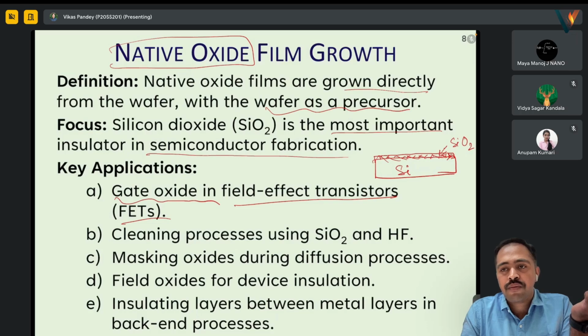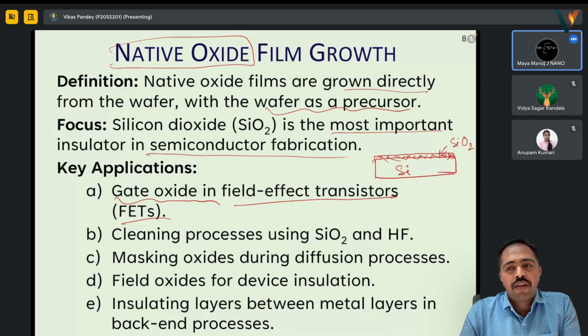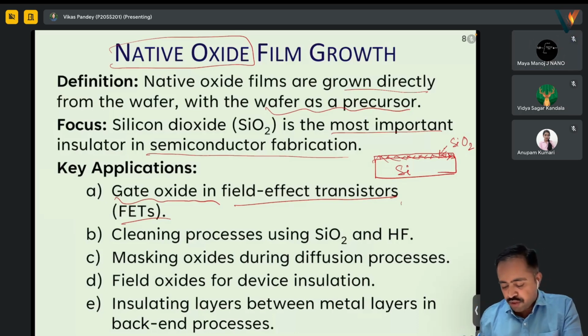Hello. Are you aware of field effect transistors? I have studied FET in my PG. I didn't see any FET, basically. Okay. So I will just draw a small structure.